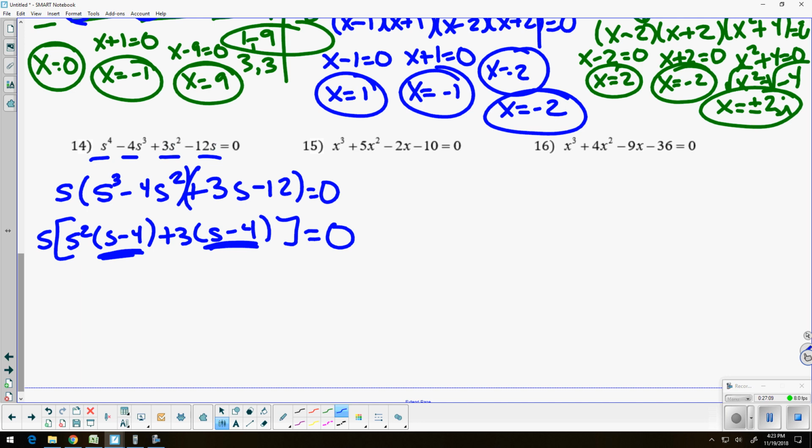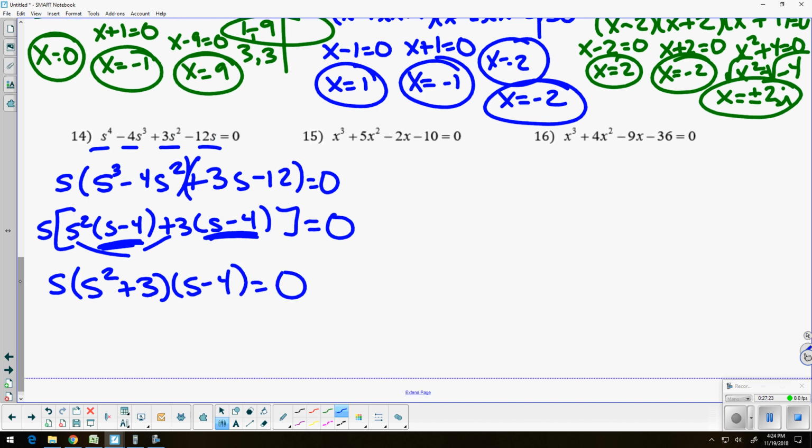So fully factored, what we would have is the GCF from the beginning, followed by, again, the 2 GCFs here merged together as s squared plus 3, followed by an s minus 4. And now you want to solve it. Okay, so from left to right, set everything equal to 0. Starting with the GCF, s equals 0, that's one answer.